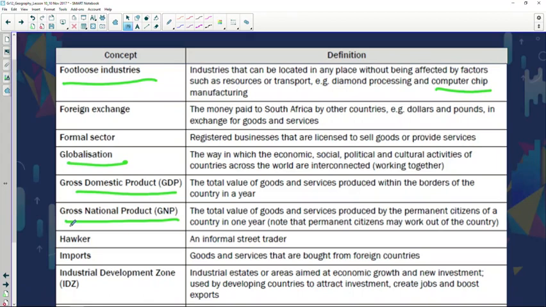But gross national product is basically outside the borders. If you look at the definition, it is the total value of goods and services produced by the permanent citizens of a country in 1 year. Note that permanent citizens may work out of the country. So that involves South Africans that work in England, Australia, or maybe work in the mining sectors up in Africa. So that includes everyone. Now keep in mind, there are many South African citizens abroad working over there. And that is the GNP, the money being made outside South Africa as well.